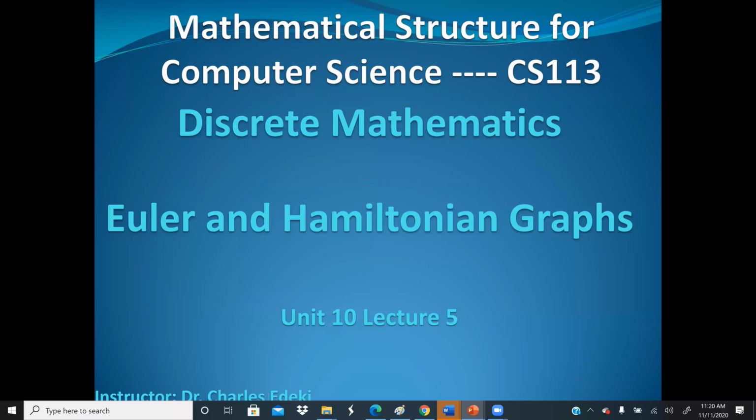Again, welcome to Mathematical Structure for Computer Science. This is the CS 113 course, also known as Discrete Mathematics. These lectures will cover Chapter 10, Section 5 of our course textbook. And the topic is Euler and Hamiltonian graphs.